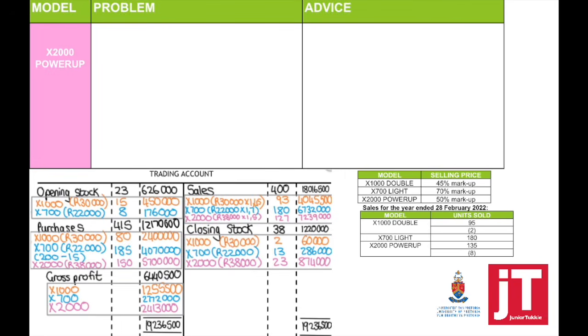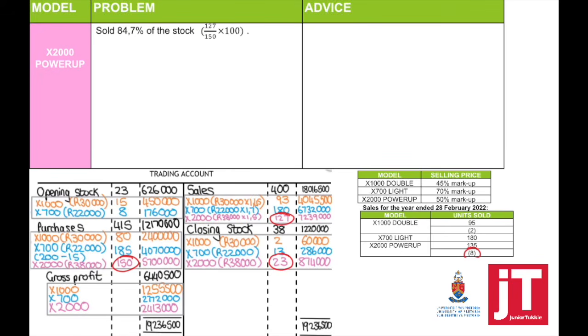If we look at X2000 Power Up, we're going to circle a problem. 8 was returned, which is the most out of all of them. If I look at my stock, we had purchased 150 from the suppliers. We sold 127, which means that we still got 23 left over.